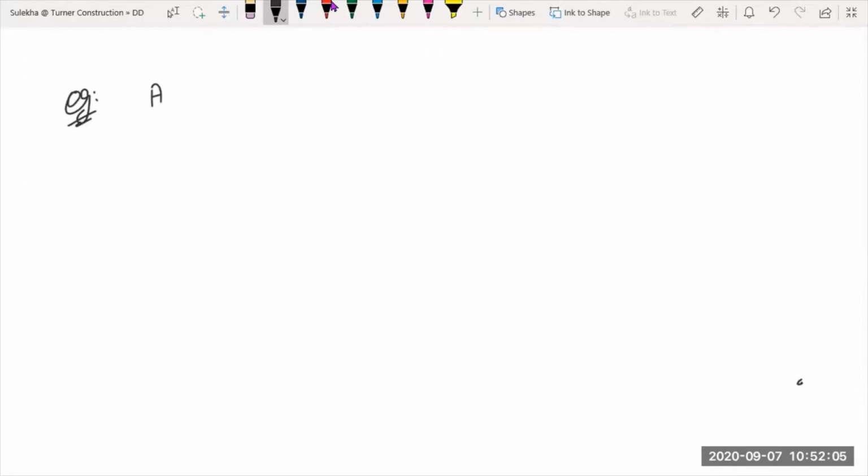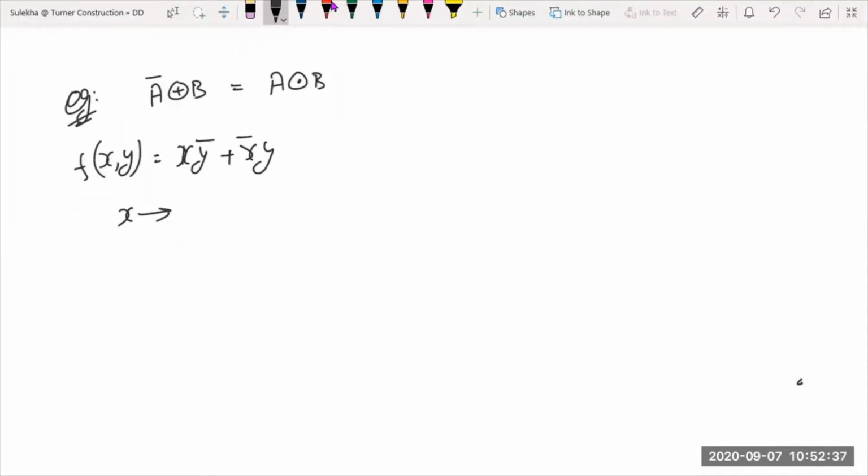The first one: suppose I take A bar XOR B, and you need to prove that it is A XNOR B. Whenever you have 2 inputs X and Y and you are doing XOR, you have X Y bar plus X bar Y. In this case, you can replace X with A bar and Y with B. This will become A bar B bar plus AB, and this is nothing but A XNOR B. In this way you can prove this.